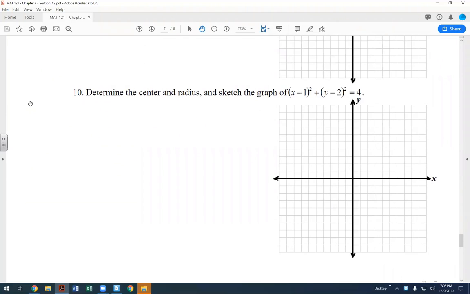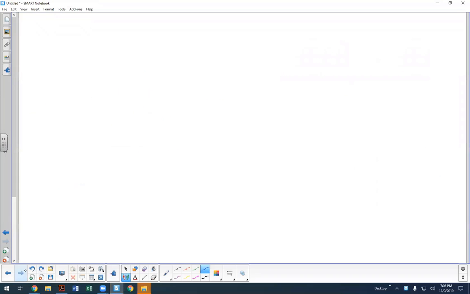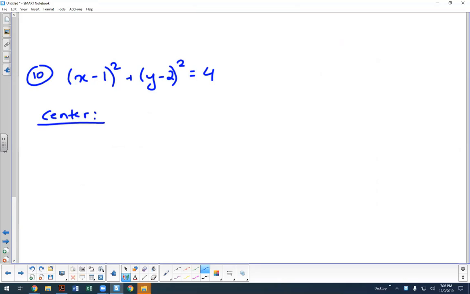But what if you have something like number 10? What do you end up doing in that case? So let's identify our center and radius first. Since both of these are x minus 1, y minus 2, what kind of values will we have for our center? Positive what? 1, 2. Yeah, so the x value becomes your x coordinate, y value becomes your y coordinate, right?